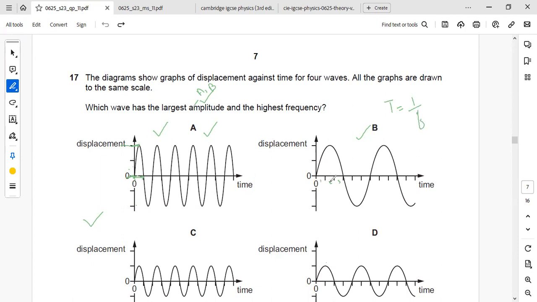You can see here, this takes more time, right? Here the time period for half cycle or full cycle is more. So frequency will be less. Here the time period for the full cycle, from here to here, compared with this one, is less. So frequency will be more. So the right answer is A. This diagram will have the largest amplitude and highest frequency.